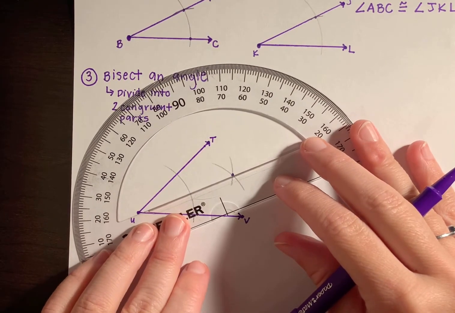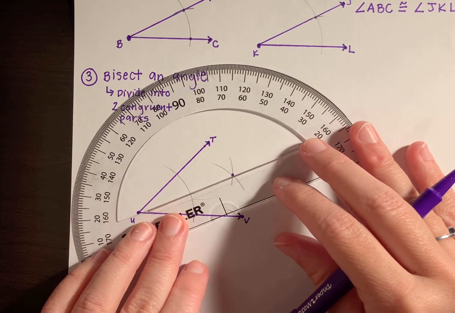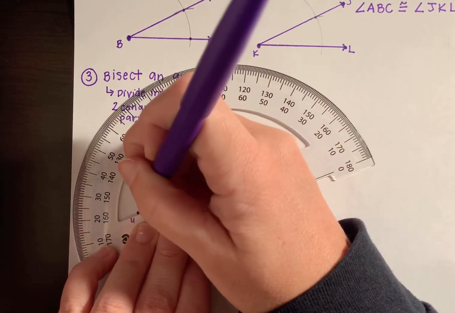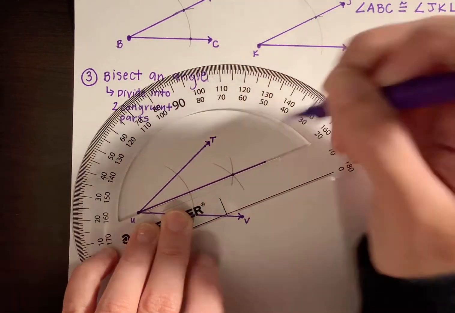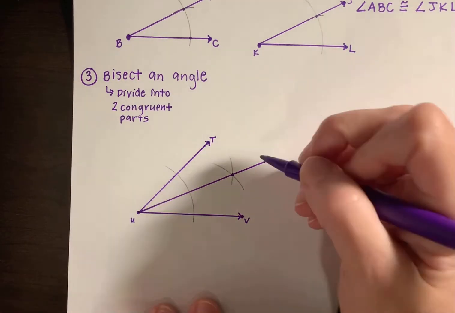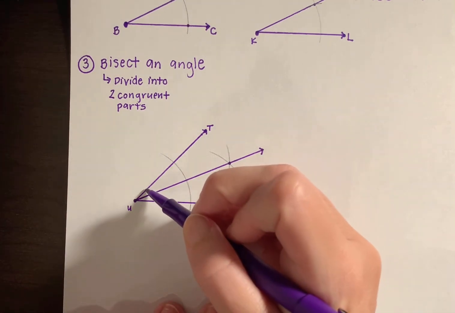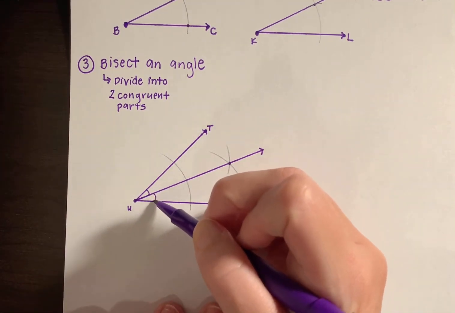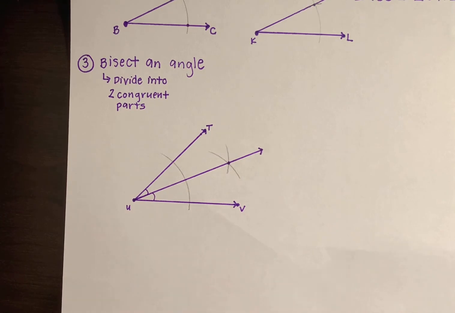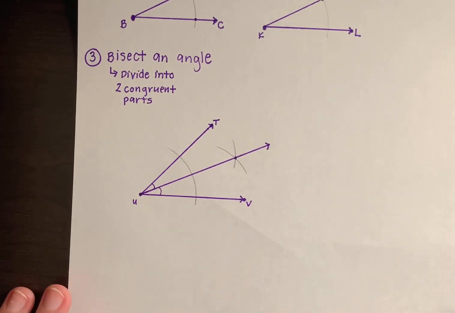We'll learn why this is the case when we get to triangle congruences in the future. But I can connect that point from my U vertex, and basically this is now congruent to that. We split it exactly in half. We bisected that angle.